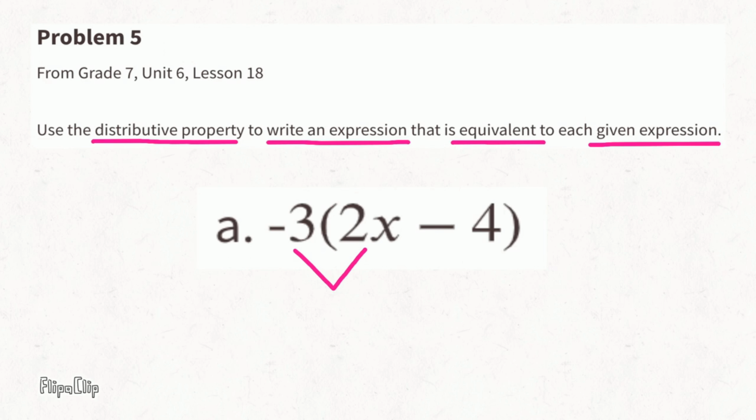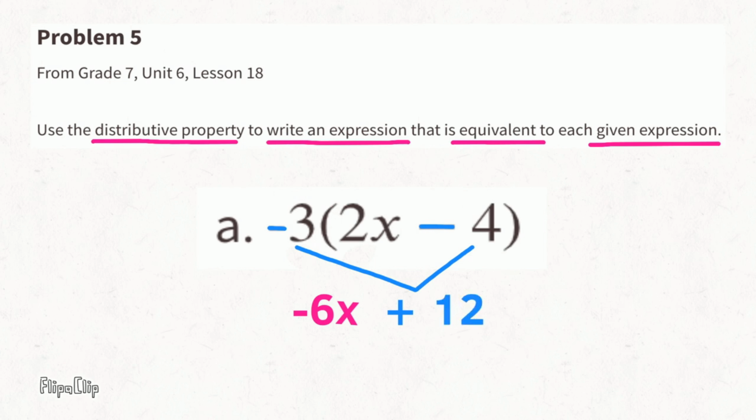Negative 3 times 2x. Negative 3 times 2x is negative 6x. Negative 3 times a negative 4, or negative 3 times minus 4. Well, that's a negative times a negative, and a negative times a negative is a positive. Another way to look at that is negative times a negative means the opposite of a negative, and the opposite of a negative is a positive. 3 times 4 is 12. So after using the distributive property, we can rewrite this expression as negative 6x plus 12.